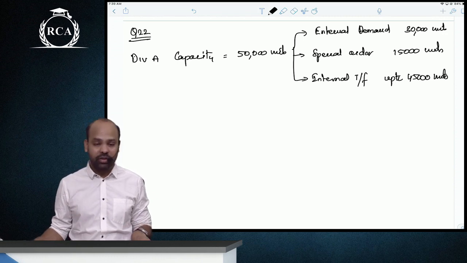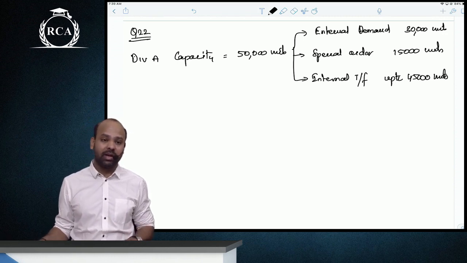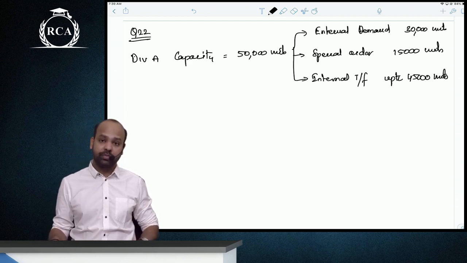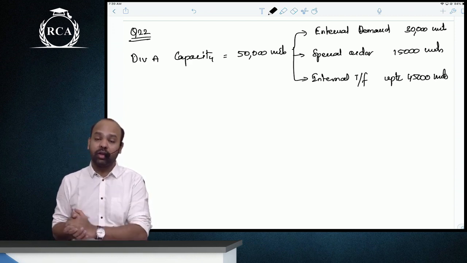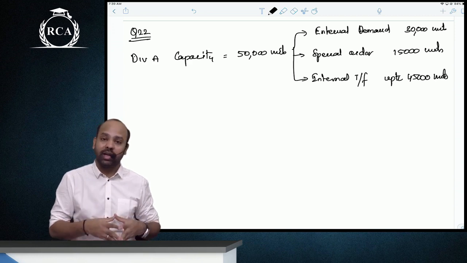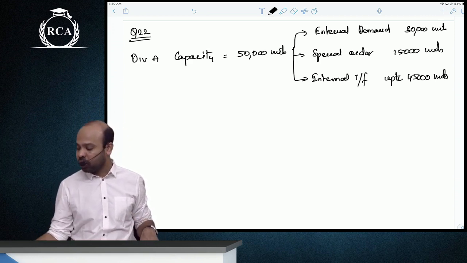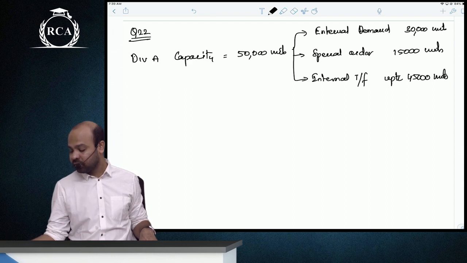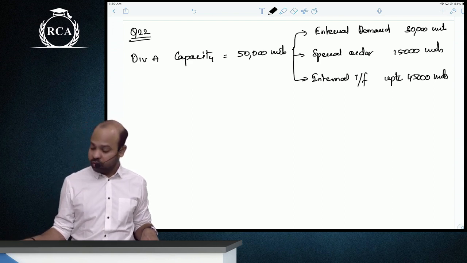So the options available are: the external demand, beta, is 30,000 units. Special order, beta, is 15,000 units. And then internal transfers is up to 45,000 units, in case you either transfer the entire 45,000 units or you transfer something lesser than that. Okay. Yes, sir. Clear. So what will you write here, beta?